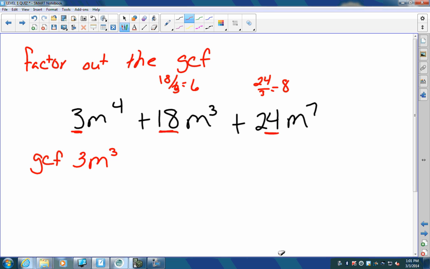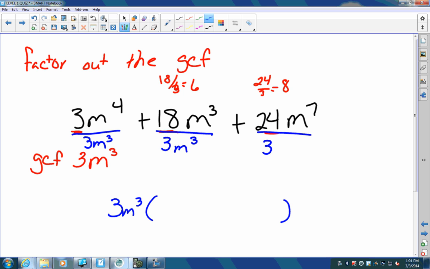So the GCF is 3m to the third. What I'm going to do is pull out the GCF, and I need to write what's left. That means I divide each term by the GCF. So first, 3 divided by 3 is 1. I pulled out 3 m's. How many m's do I need in the first term? I need 4 of them. So if I pulled out 3, I need 1 more.